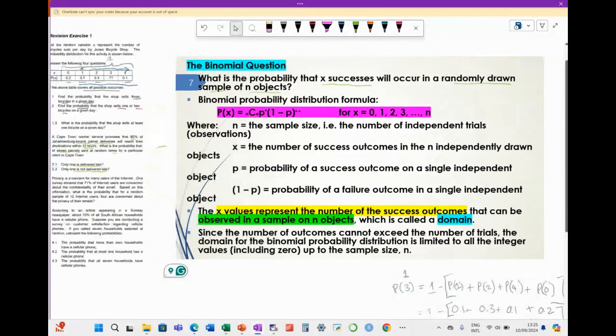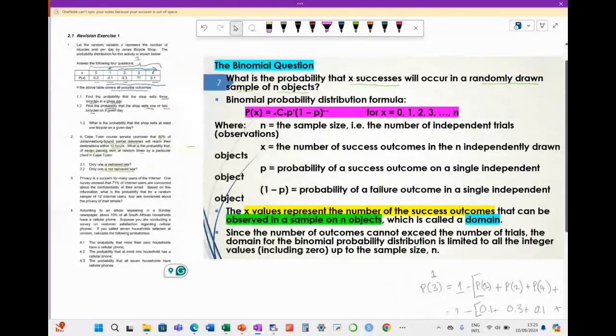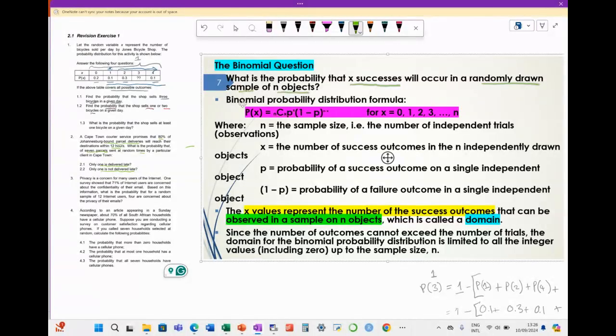Okay, so here we're saying, what is the probability that of the 7, can you see we've got a number of objects, 7, of the 7, only one will be delivered late. Here what did they say? That X successes will occur in a randomly drawn sample. Can you see the sample is the 7 deliveries? X successes, the success in this case would be delivering late. Okay, so this is definitely a binomial question.